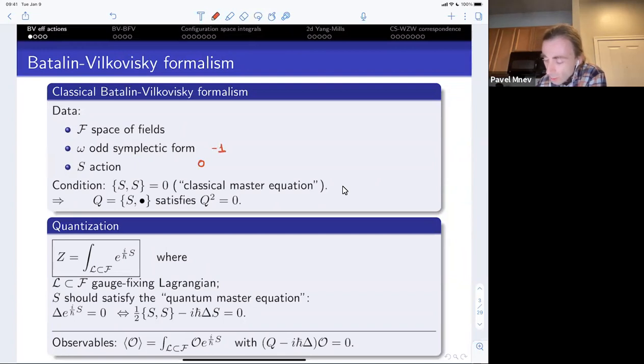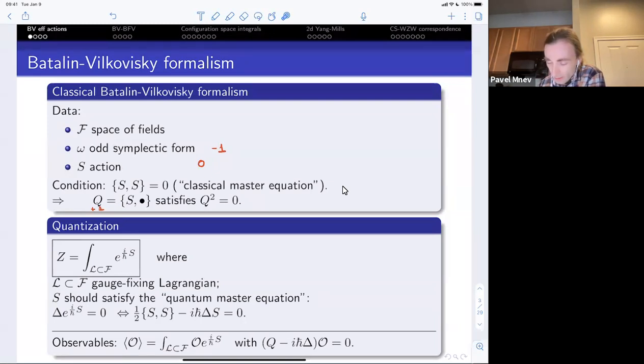so a function on the space of fields, which should satisfy one structure condition: that the Poisson bracket of the action with itself is 0, which is called the classical master equation. This in particular implies that the Hamiltonian vector field generated by the action squares to 0, so it is a homological vector field. It's an object of degree +1, a vector field on F of degree +1, commonly called the BRST operator in the BV context.